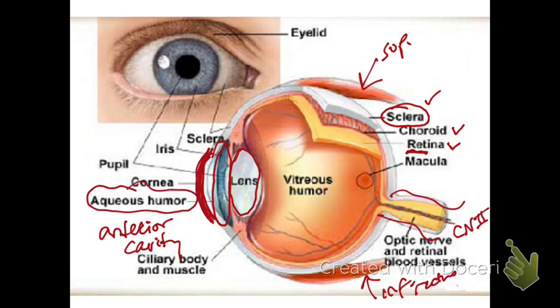In the back of the eye, in the posterior cavity, there's a jelly-like substance called the vitreous humor. So in lecture, we'll talk about how this all works together, but your job now is to learn the structures of the eye.